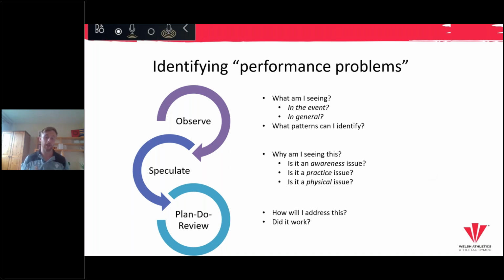You're asking yourself, okay, if it did work, when you're going back to your observation phase, are you seeing the change that you wanted to see? And if you are, great. What can I learn from this? What can I take forwards with my other athletes? And also, if it didn't work, what am I going to try again next time? Why might it not have worked?